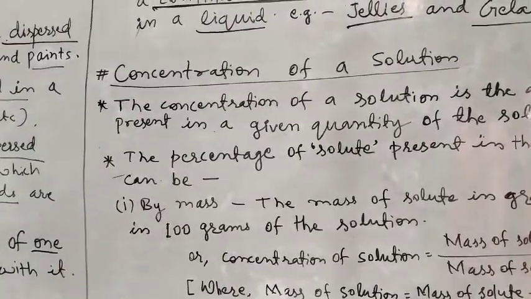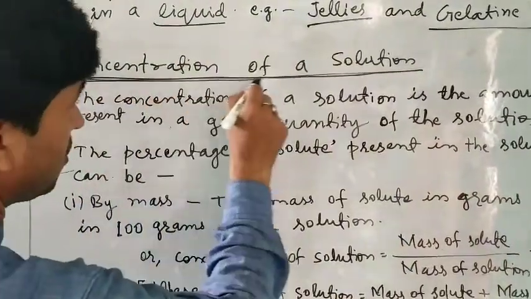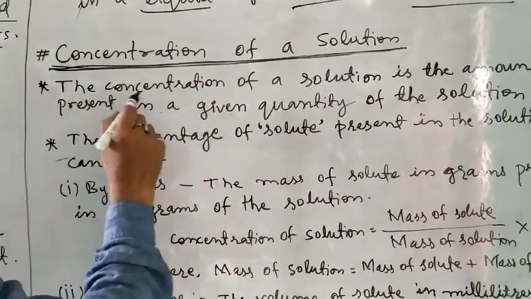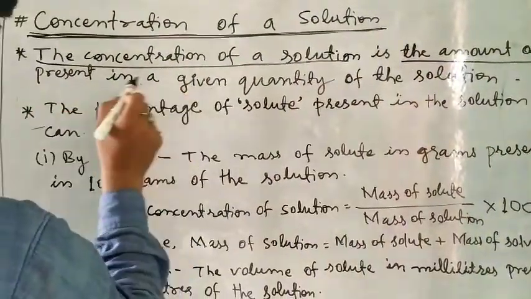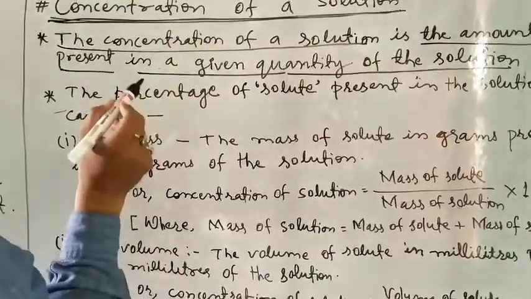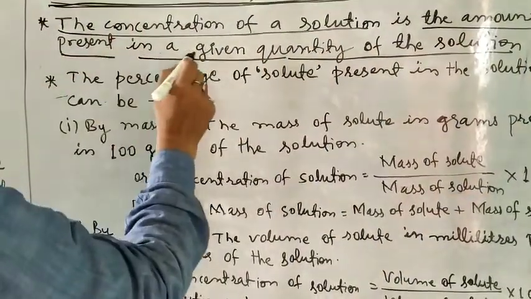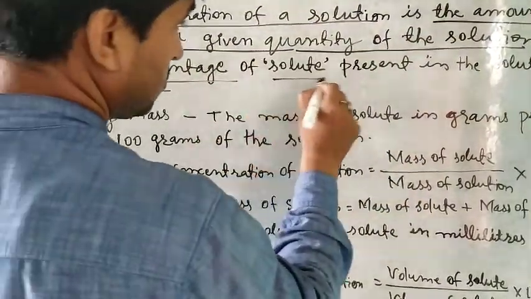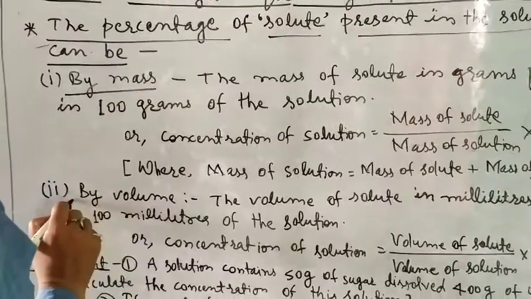Now in the next segment we have to study concentration of solution. What is the concentration of solution? The definition is: the concentration of a solution is the amount of solute present in a given quantity of the solution. The percentage of solute present in the solution can be by mass or by volume.